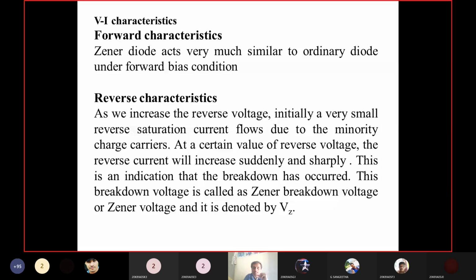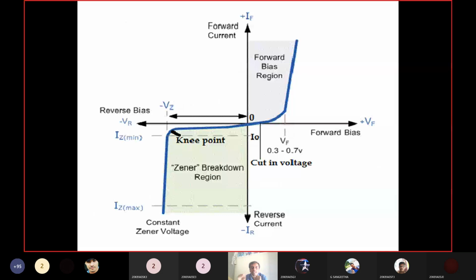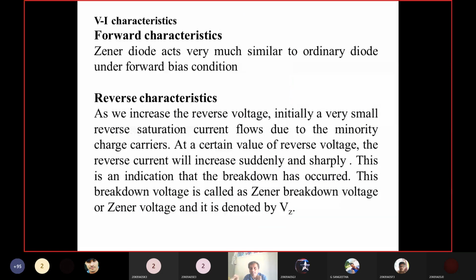At a certain value of reverse voltage, the reverse current will increase suddenly and sharply. This is an indication that breakdown has occurred. This breakdown voltage is called the Zener breakdown voltage or Zener voltage. It is denoted by Vz.